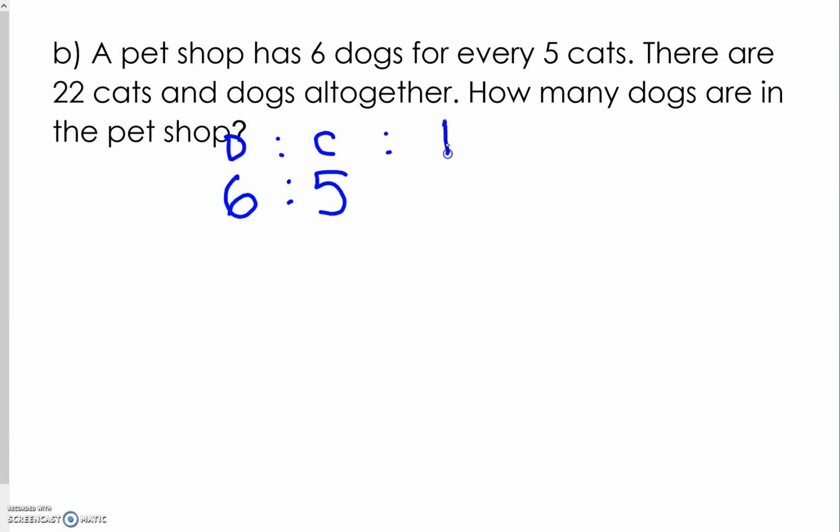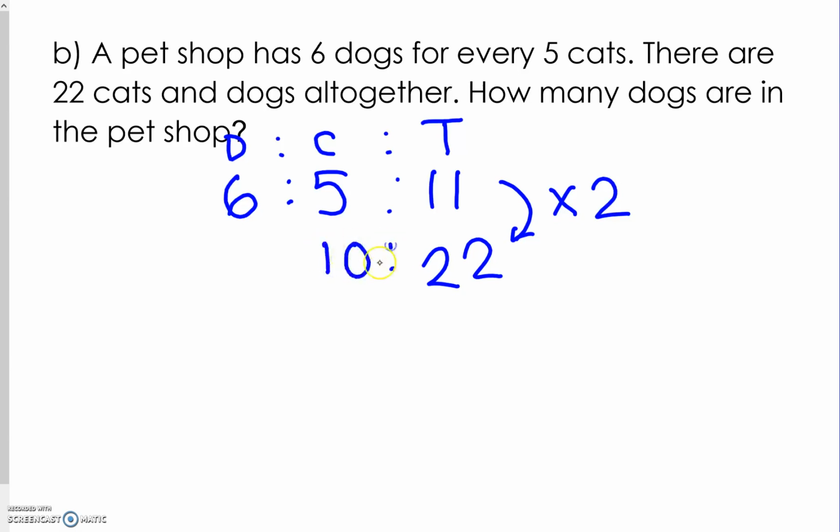Let's extend our ratio to include a total. If we have 6 dogs and 5 cats, there are 11 animals in total. If there are 22 animals in total, we can see that we have multiplied our ratio by 2. 11 times 2 is 22. Let's work backwards. 5 times 2 is 10. There will be 10 cats. 6 times 2 is 12. There will be 12 dogs.